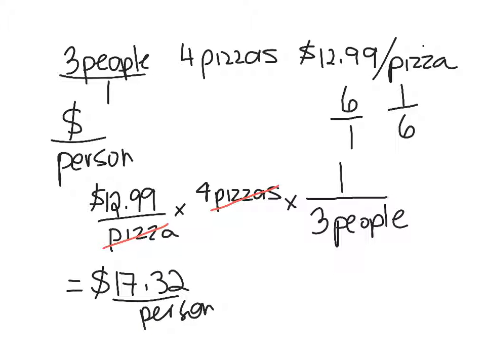No, 4's on top. There's 4 pizzas. Okay, so yesterday some of you could already tell me what the price was per person. This is how you would actually show it. Let's do another question like this.